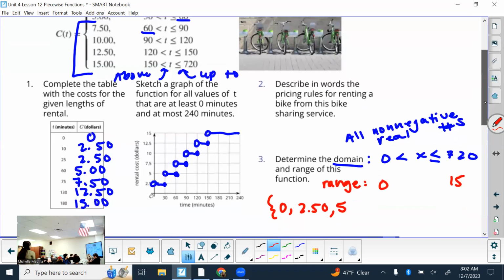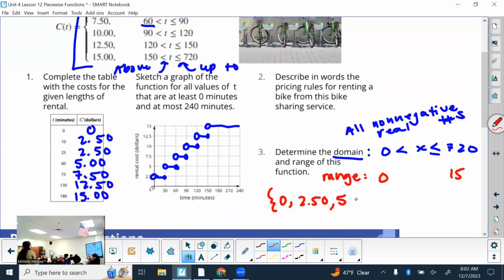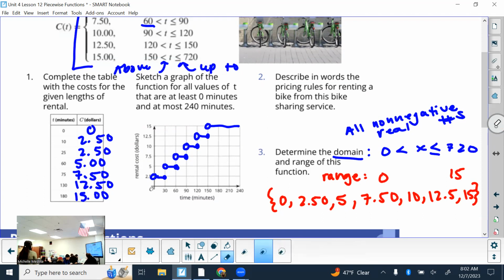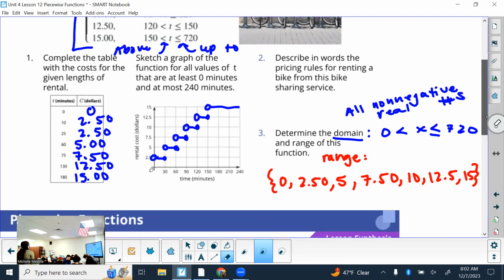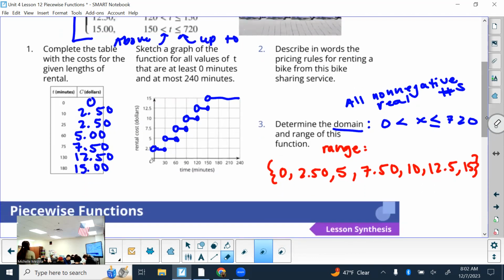So if I look back to the rules with my next possible Y value, $7.50, my next possible one, my next possible one, and then my last possible one. So my Y's in this situation are really nothing other than those numbers. So I couldn't use an inequality this time because it's not every single number between 0 and 15. It's just those numbers and nothing else. Does that make sense? Okay.